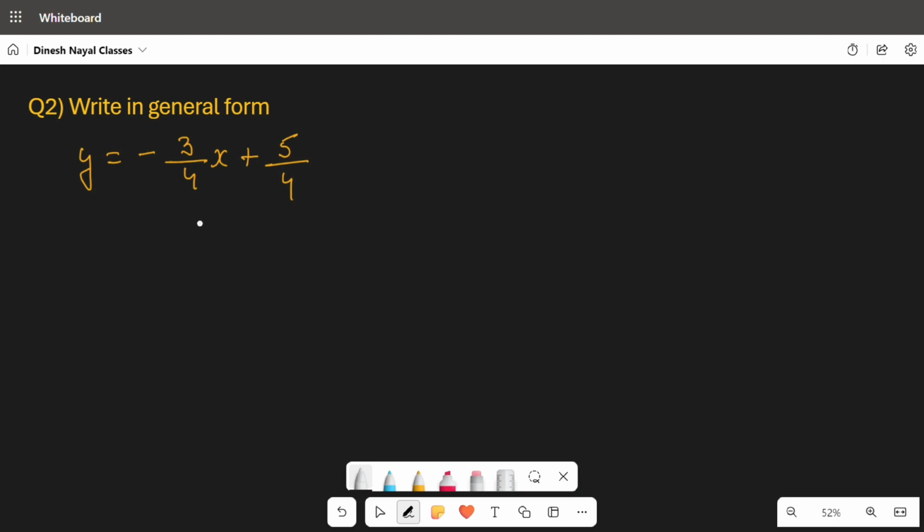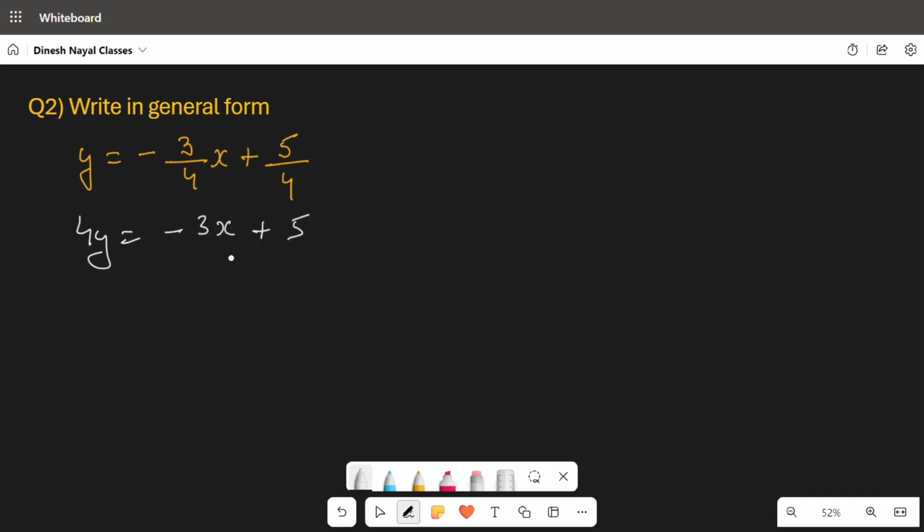So our next question is very simple. You have to just write in general form. This is given to you: y equals minus 3 by 4x plus 5 by 4. This is in gradient intercept form. To write in general form, just multiply throughout by 4. So this will be 4y equals, 4 and 4 will get cancelled, minus 3x. Similarly over here, 4 and 4 will get cancelled, plus 5.